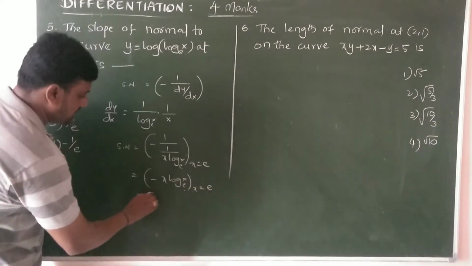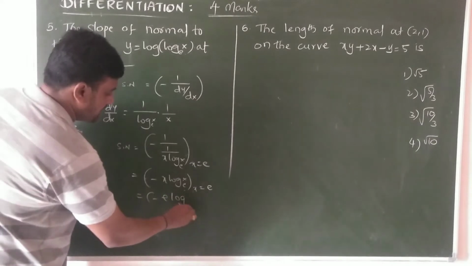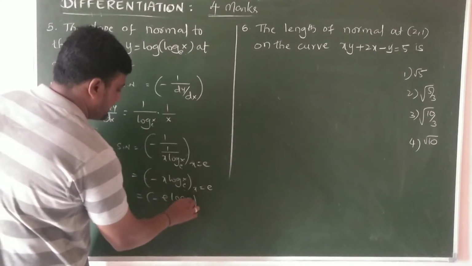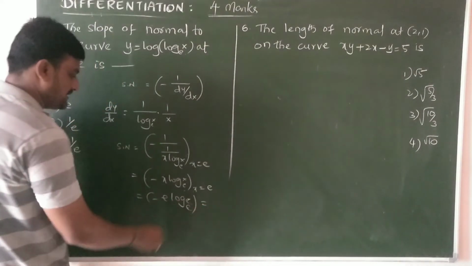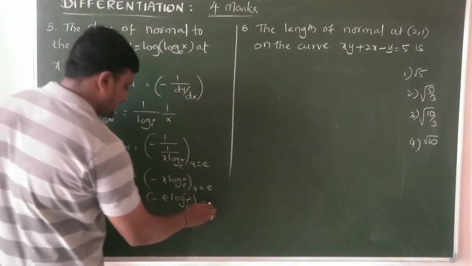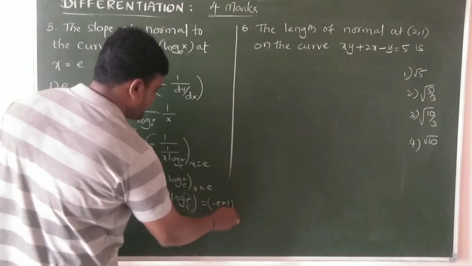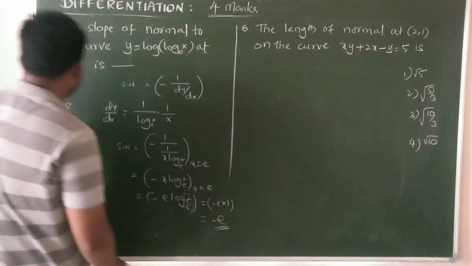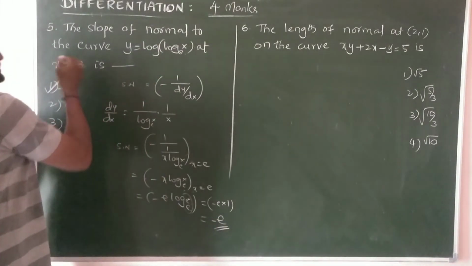Here x equals e minus e log base e, which is a e. Now when the base and the number are equal, that is 1, so minus e into 1 is minus e. Okay, first option.